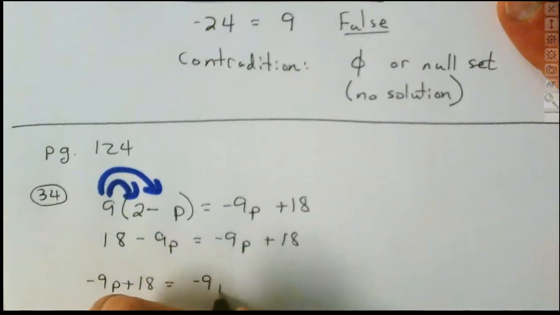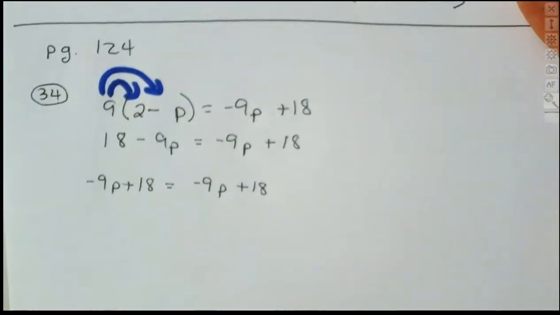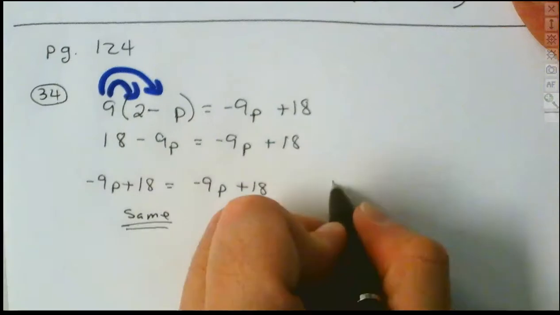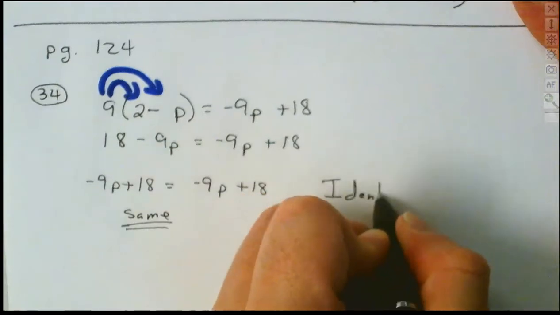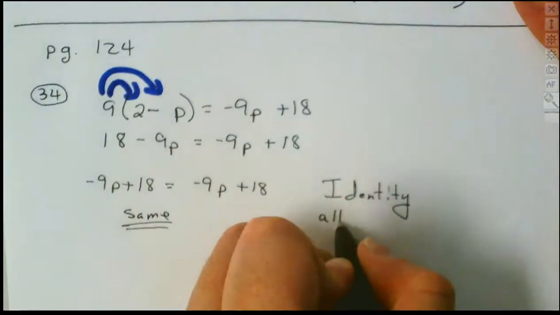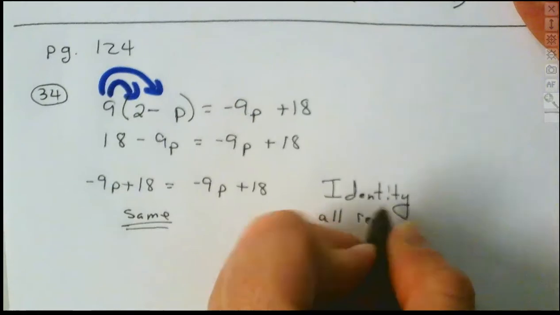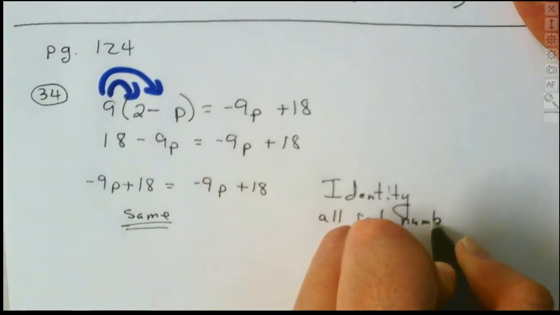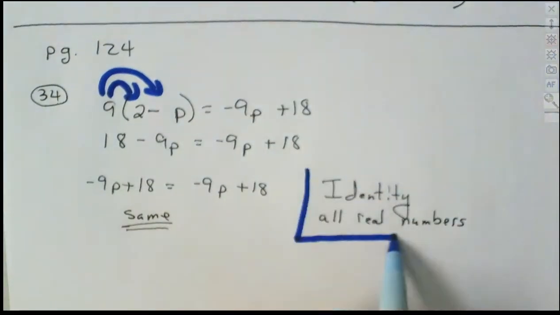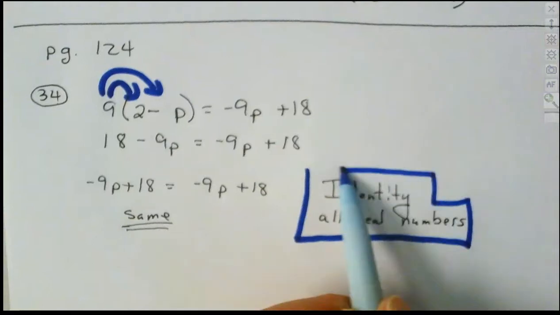Okay, and are these the same? Yes. So if these are the same, what is it again? This is an identity. It's an identity because they are the same. And what's our solution set? All real numbers. So this is an identity. Our solution set is all real numbers.